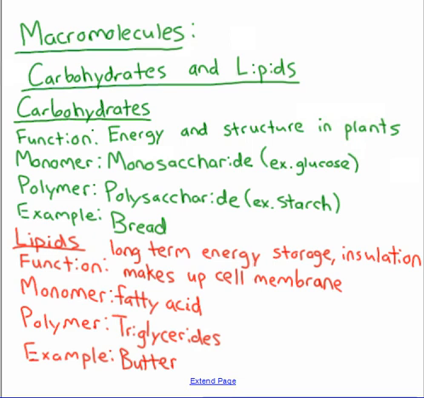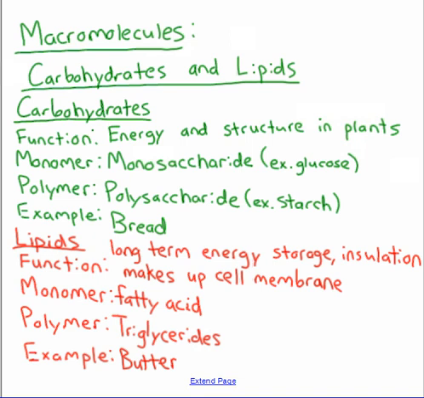Carbohydrates, let's start with them, and I'm actually going to jump down to the example. With these macromolecules, you know about them because they're on the back of your food labels. Macromolecules are the foods that we eat and how we use them in biology. So an example of a carb is bread. Also rice, sugars, those are carbs.